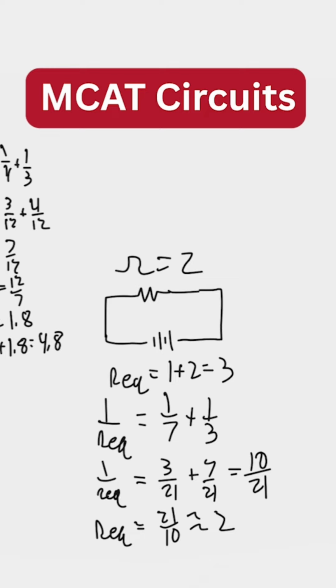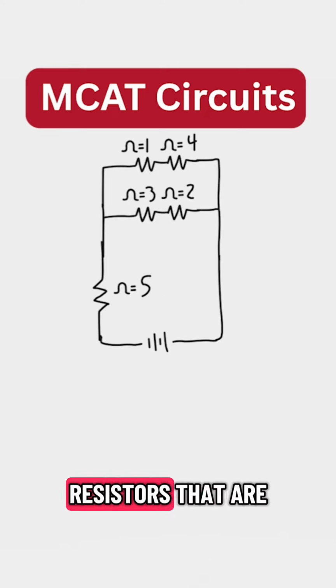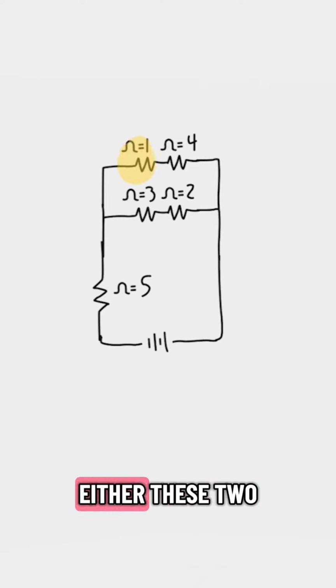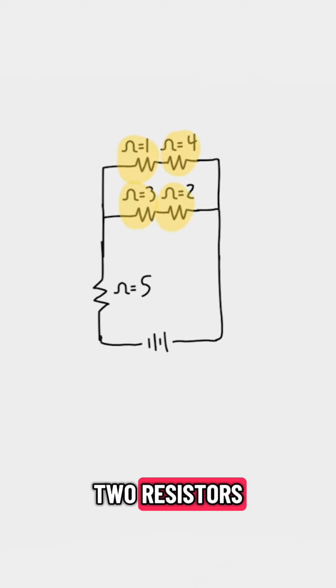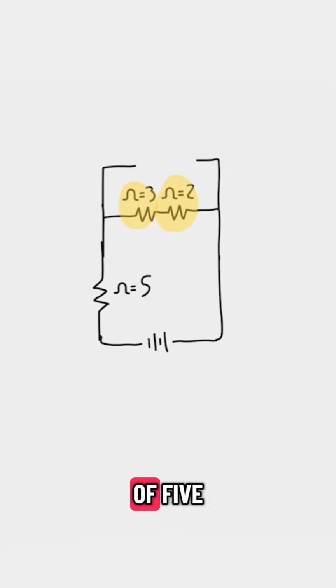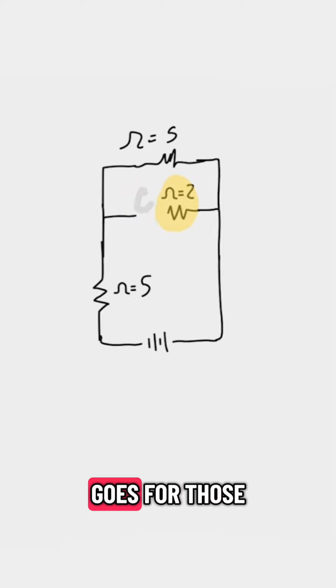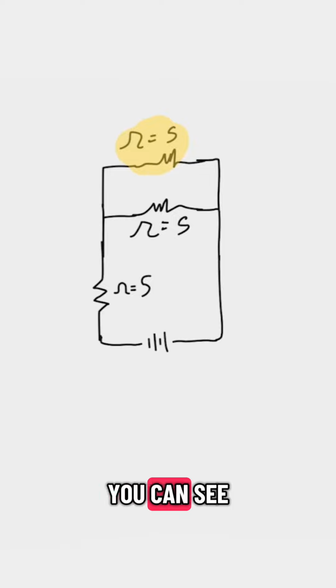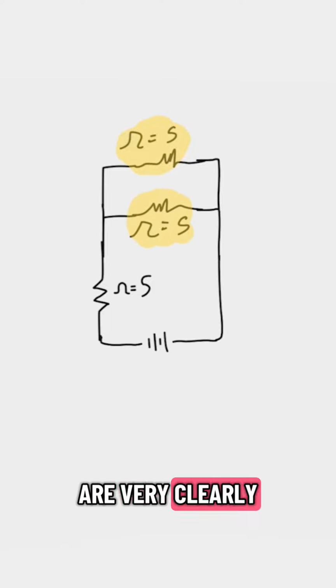On the last example, apply the exact same thinking and choose 2 resistors that are super simple to solve. You could pick either these 2 resistors or these 2 resistors, so let's just solve both of those. The top ones combine to give us a single resistor with a resistance of 5 because we just add them up, and the same goes for those middle resistors. Now hopefully you can see that these 2 resistors are very clearly in parallel with each other.